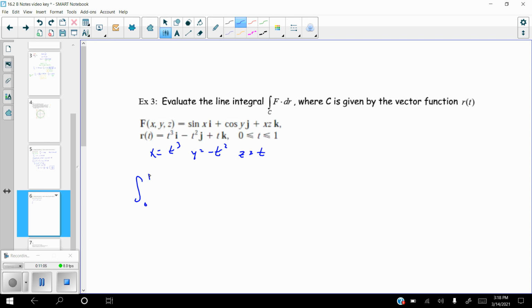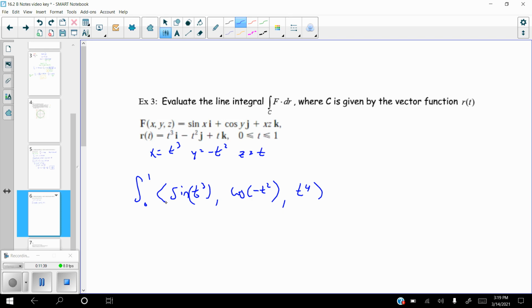All right, so the x component is sine of x, but x itself is t cubed. So we're going to get sine of t cubed. The y component is going to be cosine of y, which is cosine of negative t squared. And then the z component is going to be xz. So that's going to be t cubed times t, which is t to the 4th. So there is our force vector.